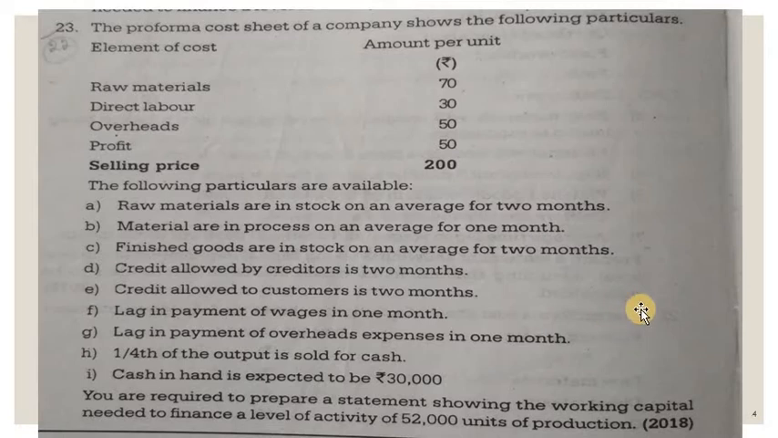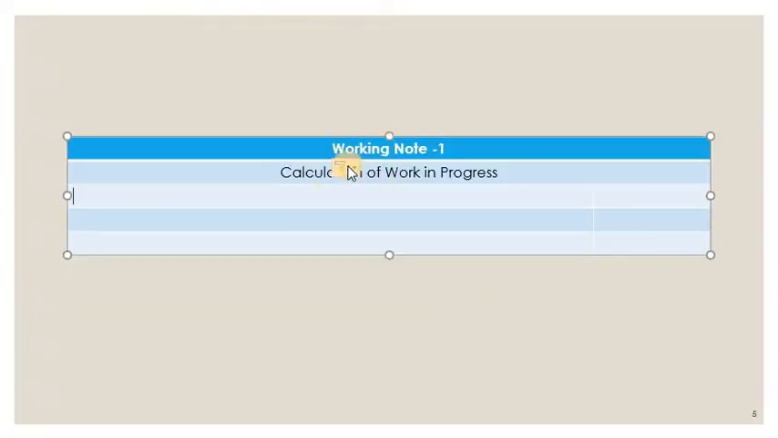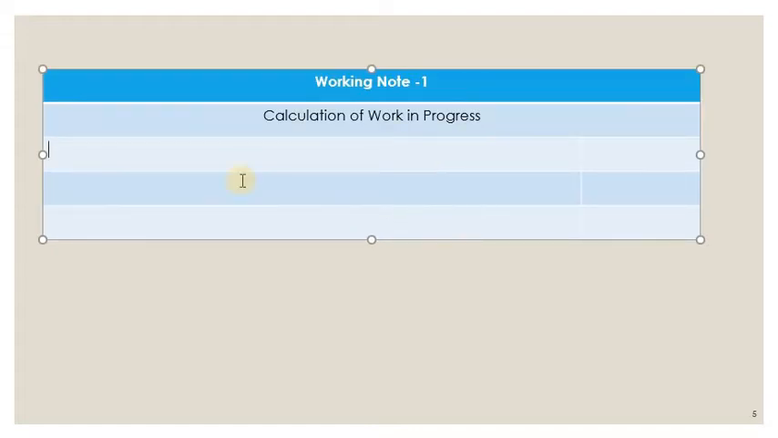Before that, we can have a working note for calculation of work in progress. So let's do that. So calculation of work in progress. So production is in process for 1 month, so it has to be calculated on raw material, then direct wages and direct overheads. Let's check raw material.